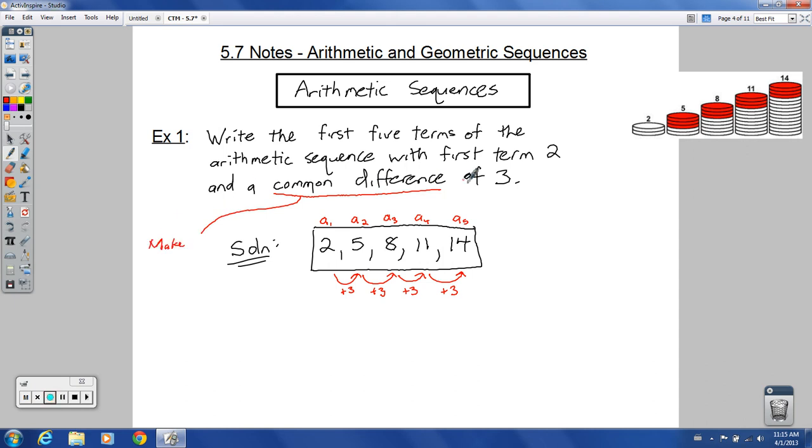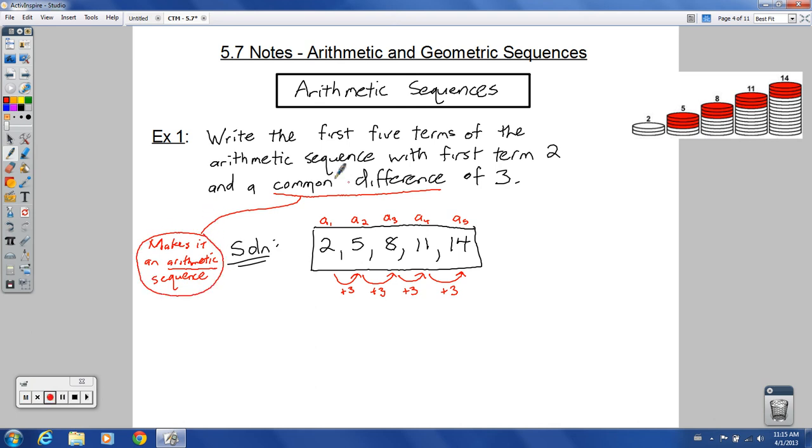So we know the common difference, it's a positive 3, we're adding 3 each time here, but this is what makes it an arithmetic sequence. So I'm going to underline arithmetic here too. Let's put that underline there. This is what makes it an arithmetic sequence.